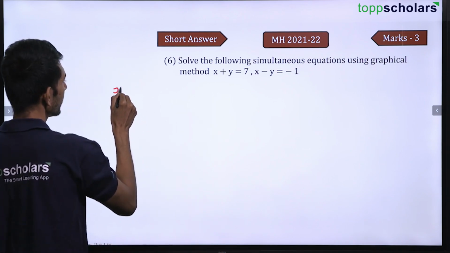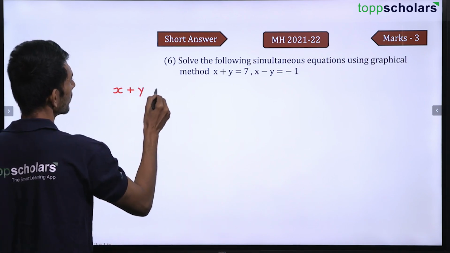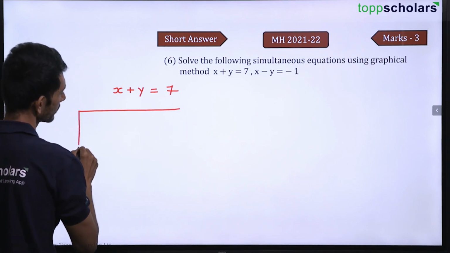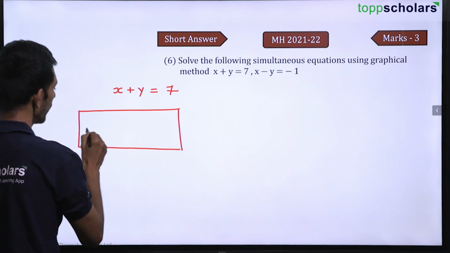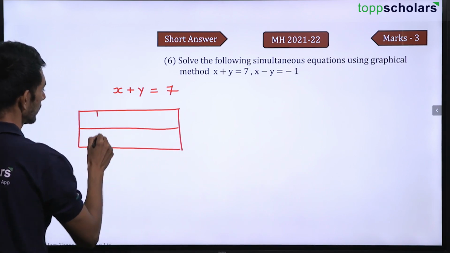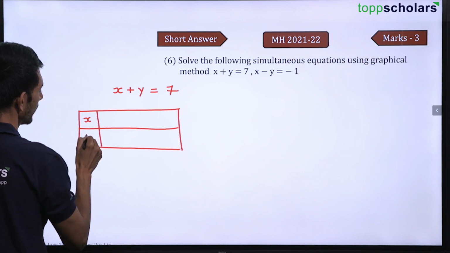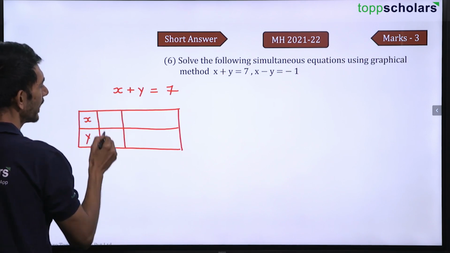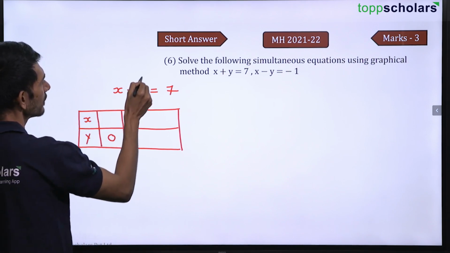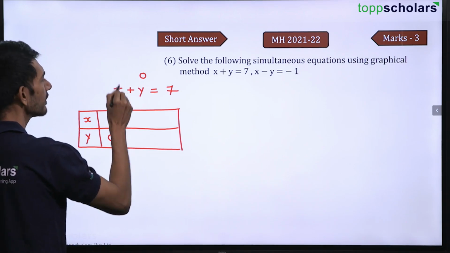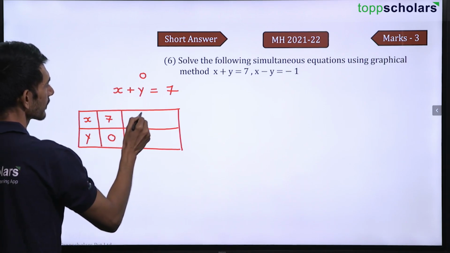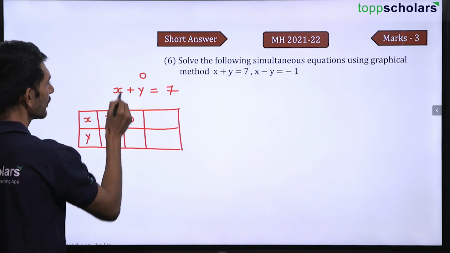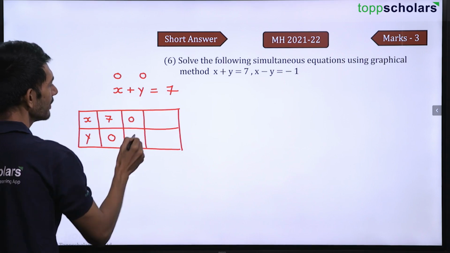So if I see the first line, that is x plus y is equal to 7. I'm creating a table of values for this. I'll write down x here, I'll write down y here. Now you put some value of y. Suppose I put the value of y as 0, x will be 7. Now put the value of x as 0, y will be 7.